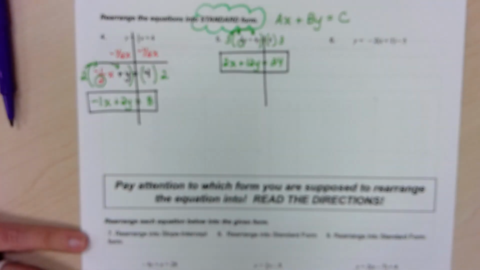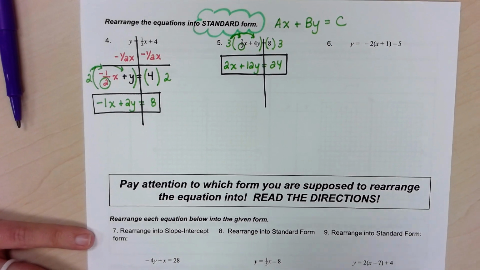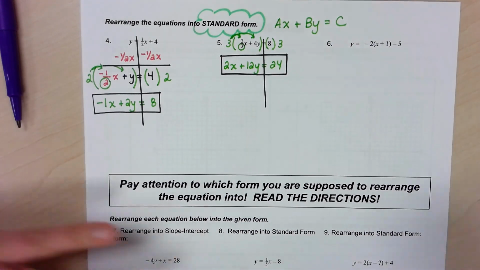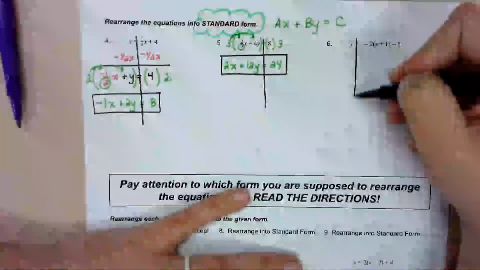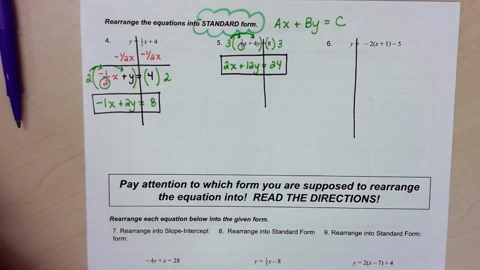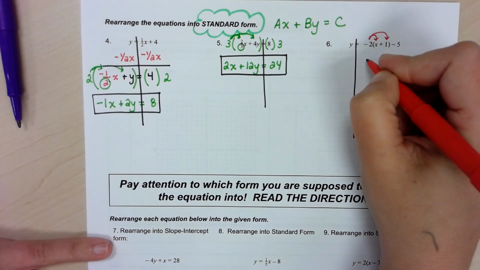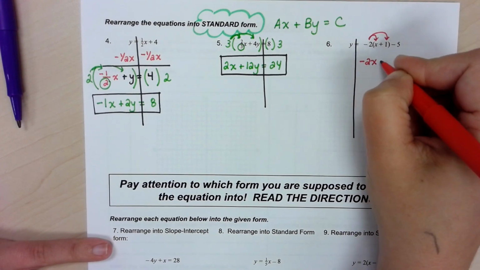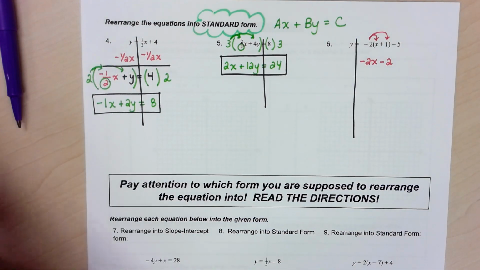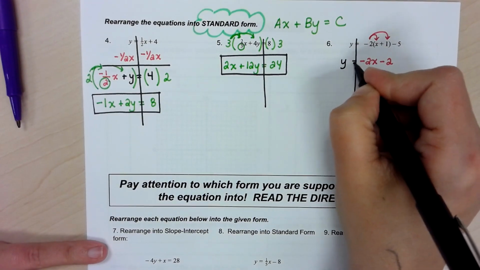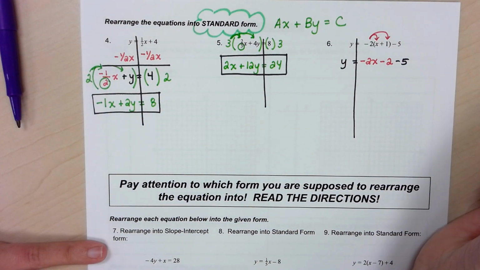Last but not least, in a problem like number 6, again, we want x and y together on one side and no fractions. In this problem, I'm going to start by distributing. So I'm going to distribute the negative 2, which means I get negative 2x minus 2. And I'm going to drop down the y, and I'm going to drop down the minus 5.